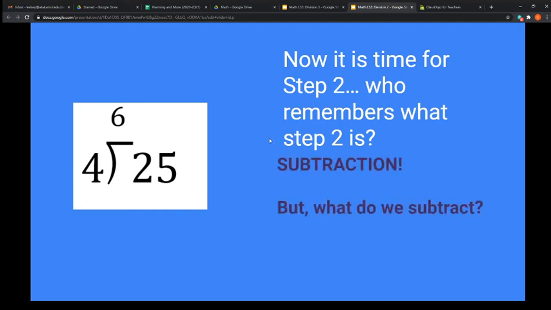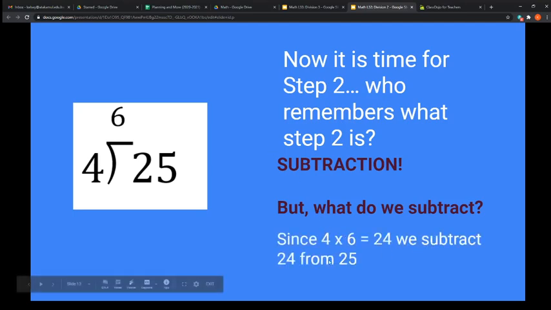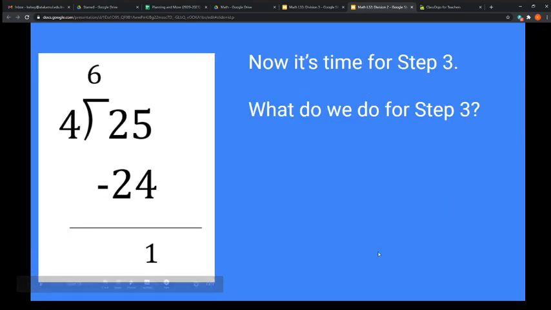Now step 2 is subtraction. But what are we going to subtract? Since 4 times 6 equals 24, we subtract 24 from 25. So the 6 goes right up here. 6 times 4 equals 24, and that goes right underneath the 25. We subtract and get 1.